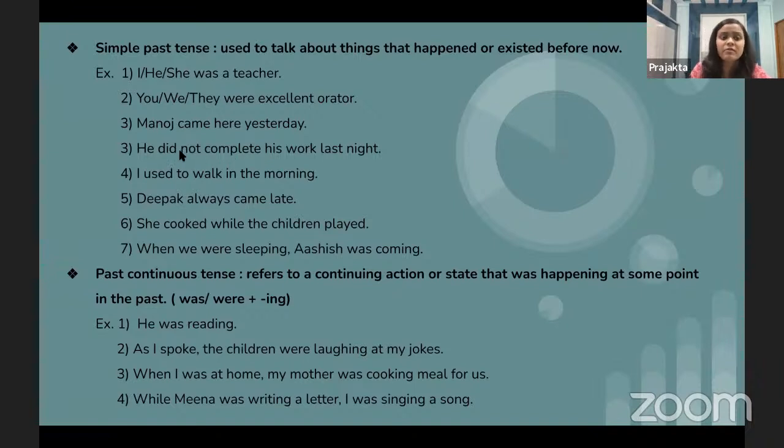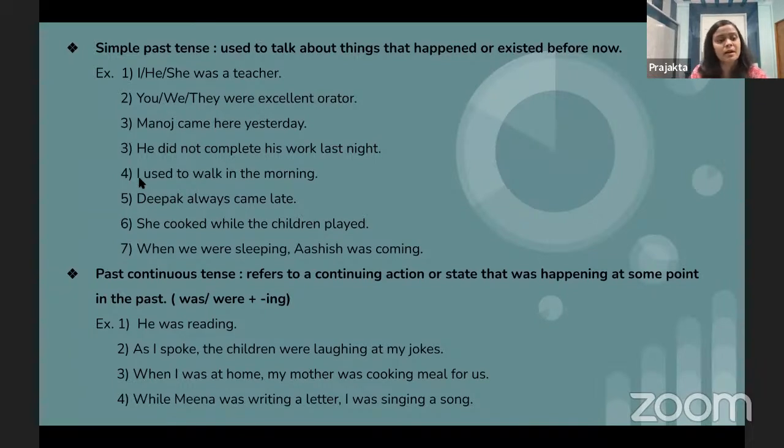Okay, so whenever we use did as a helping verb in the sentence, we have to use the root verb in the sentence. He did not complete his work last night. If I have used was here, the sentence will be like that: He was not completed his work last night. Okay, so whenever we use did in the sentence, it is another form of the past tense. So with did, we have to use the root verb in the sentence.